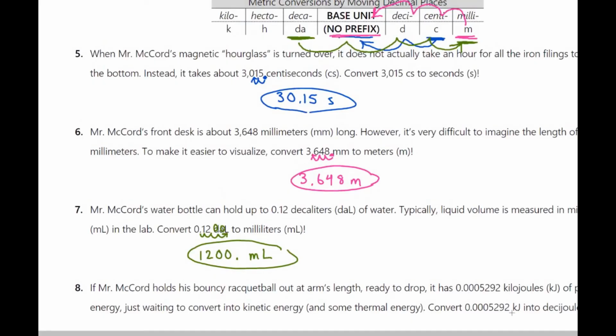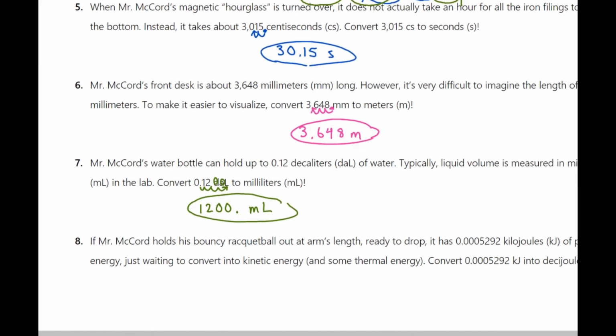Kilojoules, this K here. The prefix is kilo, K, right here, and I'm changing to deci, which is just the D on its own. So I'm moving 1, 2, 3, 4 spots to the right. This isn't the only time I've moved 4 spots to the right, but I'm doing it from a different unit to a different unit. It doesn't really matter where you start and stop. What matters is how many spots you go and in what direction. As long as you know where you start and where you stop, you can figure out any of these conversions. So I'm moving my decimal 4 spots to the right.